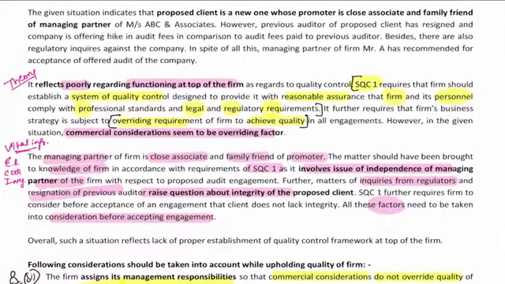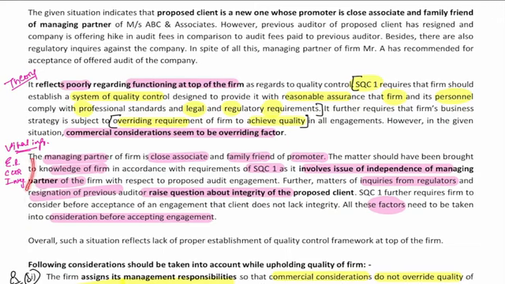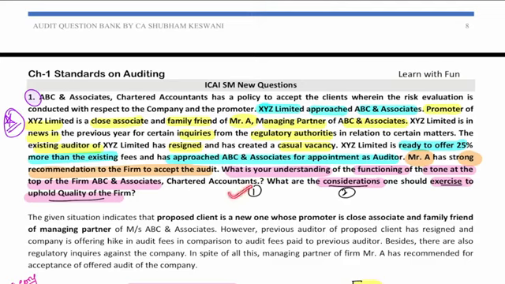Got it, sir. Now, sir, they have just linked the facts of the case with the points that when the managing partner is the close associate and family friend of the promoter, it impacts the issue of independence of the managing partner. And at the same time, there are inquiries by the regulator, resignation of previous auditor. It raises the question about integrity. So all these factors should be considered before accepting the engagement. So can I say these points I just lifted from the case, nothing else. Easy peasy, sir. So the first part of the question is done.